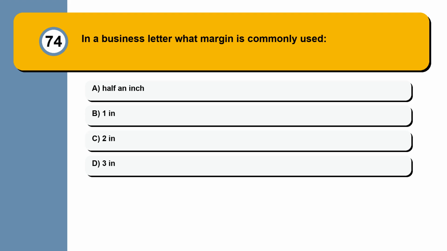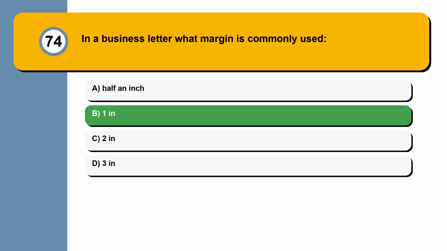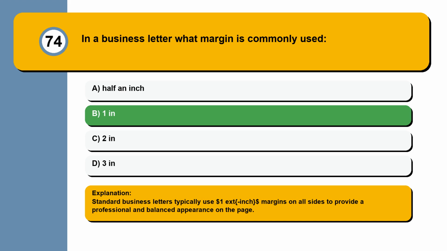Question 74. In a business letter, what margin is commonly used? Here are your options. Option A, half an inch. Option B, 1 inch. Option C, 2 inches. Option D, 3 inches. The correct answer is option B, 1 inch. Explanation. Standard business letters typically use 1 inch margins on all sides to provide a professional and balanced appearance on the page.